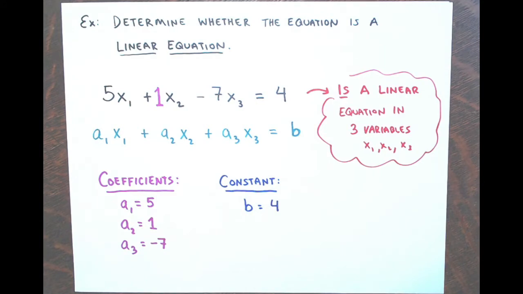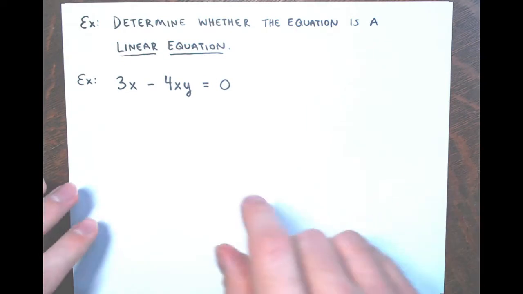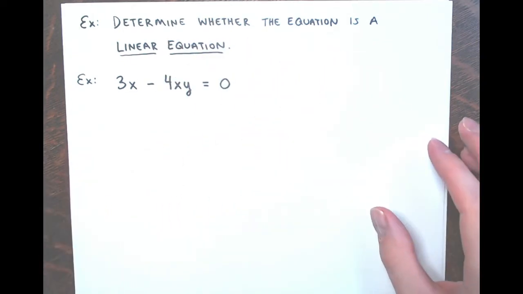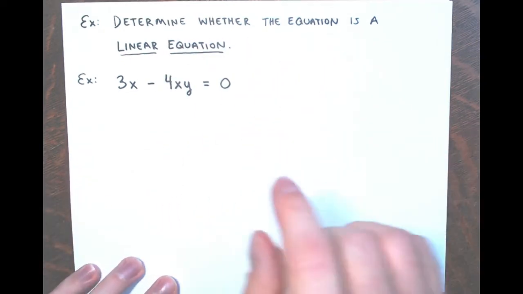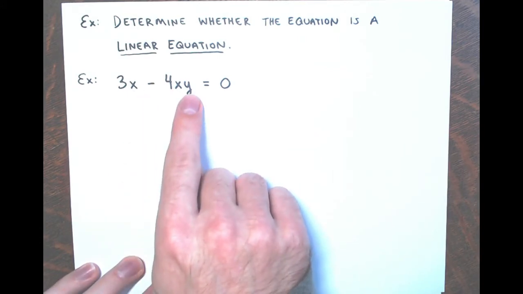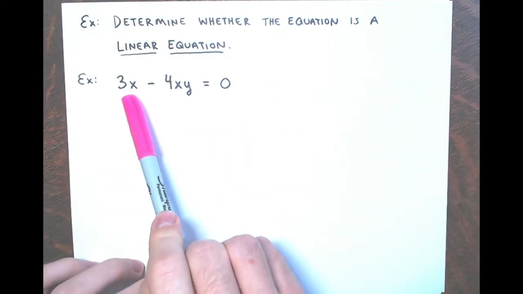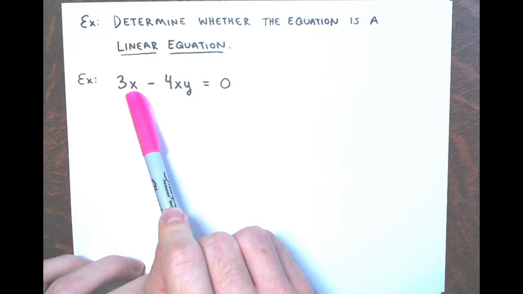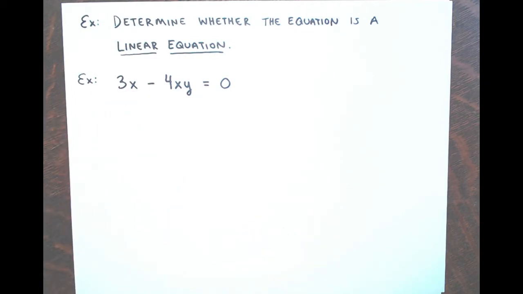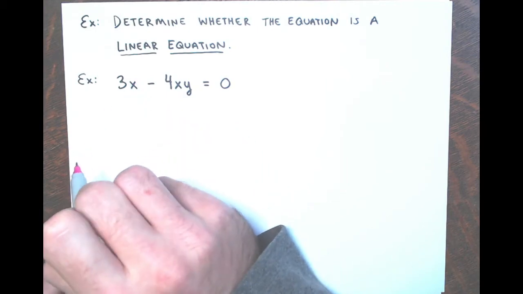All right, next example. Same instruction: determine whether the equation is a linear equation. I've got 2 variables in this equation, a variable x and a variable y. This term looks okay. It's got 3 times x to the first. That's what I want in a linear equation: numbers times variables to the first power. So this term has a degree of 1, just a single variable to the first power.